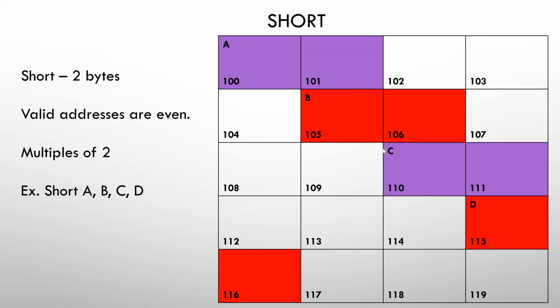Just to point something out, say we weren't doing this example and we're given an actual problem to store short A and short B. We could store short A in the first two, 100 and 101, then store short B in the second two, which are 102 and 103. So we don't have to wait and go down to the third line over here. I'm just showing this so you can see where to start when you're storing a short.